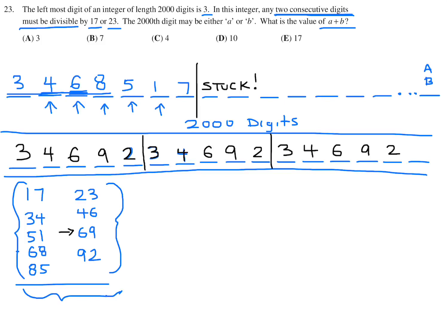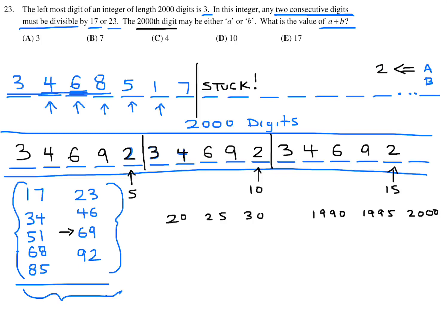So that means that every 5th digit will be a 2. So the 5th digit, the 10th, the 15th, the 20th, 25th, and so on, right? So every multiple of 5. The 2000th digit, well, 2000 is a multiple of 5, right? Because the 990th, 995th, and 2000th digit will all be 2s. So that means one of these is a 2.